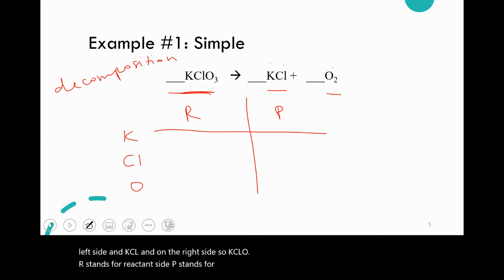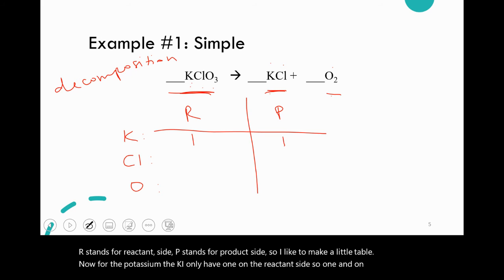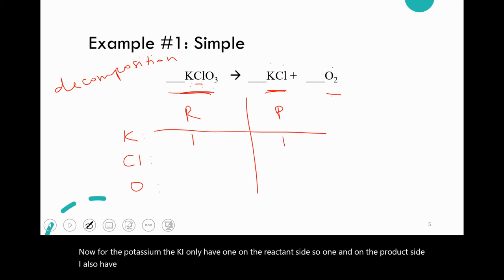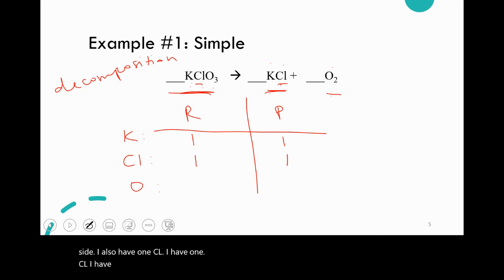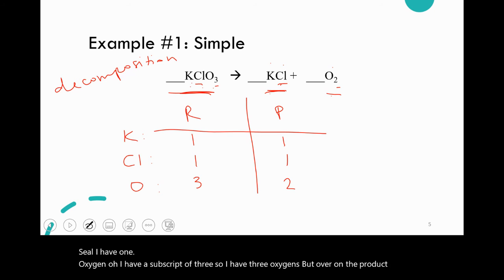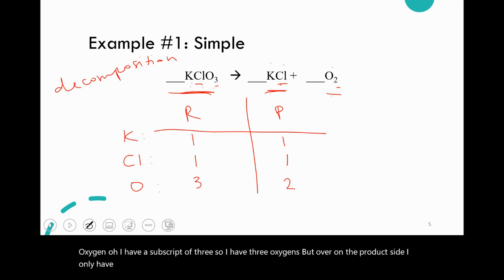So I like to make a little table. Now, for the potassium, the K, I only have 1 on the reactant side, so 1. And on the product side, I also have 1. Cl, I have 1. Cl, I have 1. Oxygen, oh, I have a subscript of 3. So I have 3 oxygens, but over on the product side, I only have 2. So I'm going to have to balance this equation because my oxygens are not currently balanced. We must make them equal.